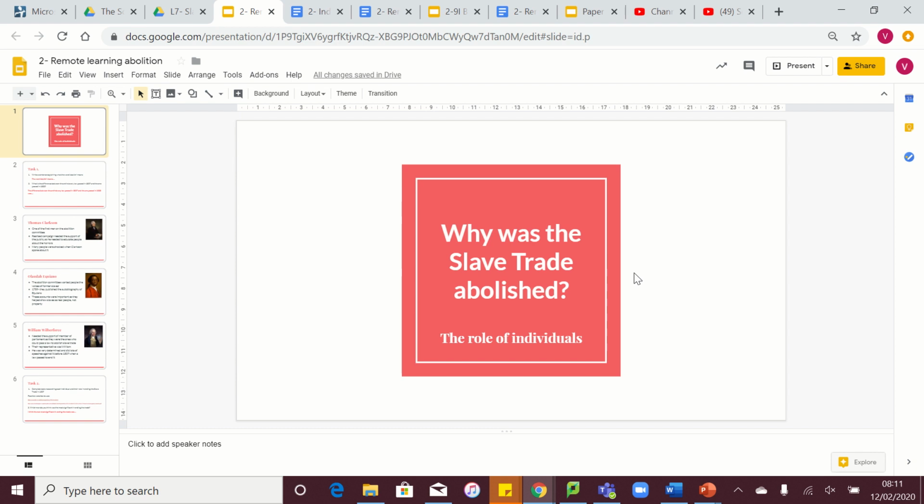So this lesson is around the role of individuals. By that I mean individuals, largely men, who helped to stop the slave trade in the British Empire, because we're largely looking at it from a British perspective, because we're a British school.